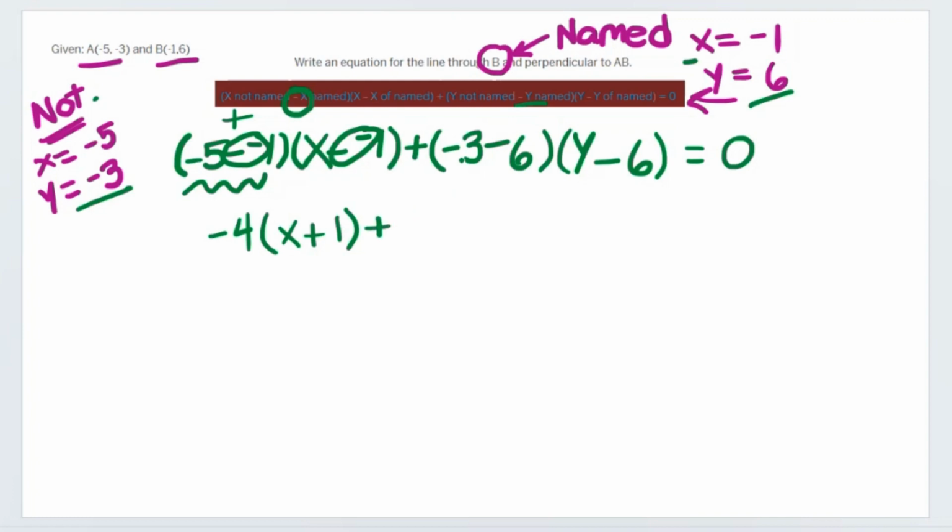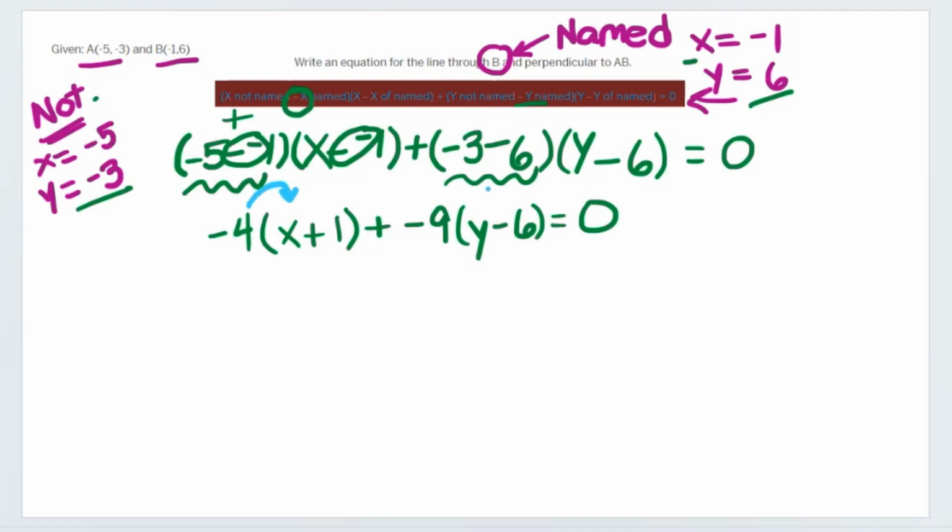Plus -3 minus 6, I can simplify. And that's going to give me -9. And I'll bring along the Y minus 6. And again, for the same reason, I can't simplify that because I can't combine a Y, a variable, with a constant. Once you have this part done, now you move on to your distribution.